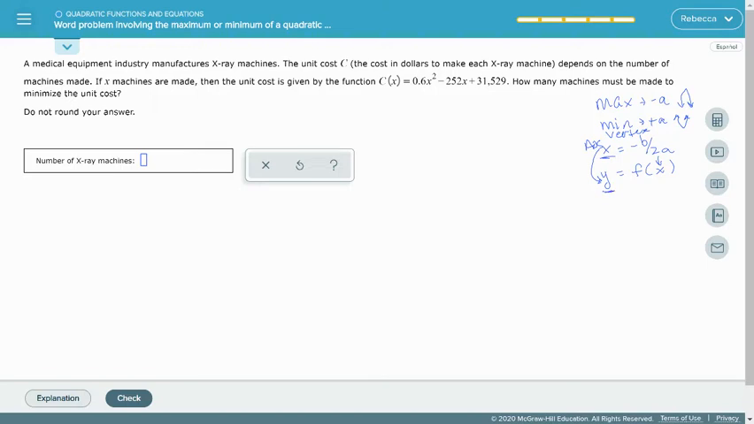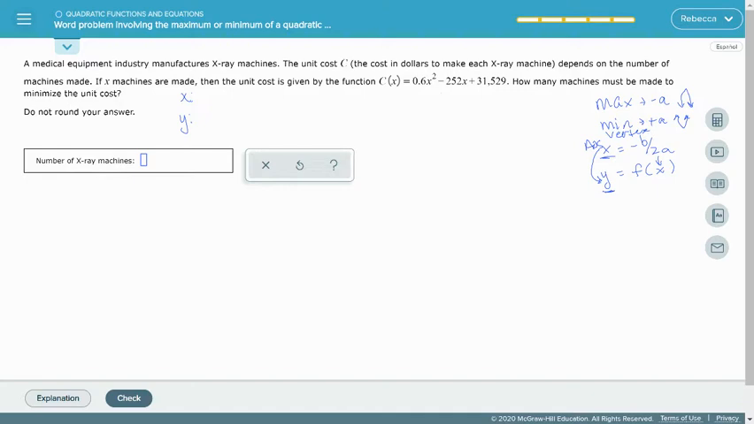So first we want to analyze what they are asking x to be in this problem, and what y is going to be. So a medical equipment industry manufactures x-ray machines. The unit cost, C, the cost in dollars to make each x-ray machine, depends on the number of machines made. So if x machines are made, then the unit cost is given by the function 6/10 x squared minus 252x plus 31,529. How many machines must be made to minimize the unit cost?